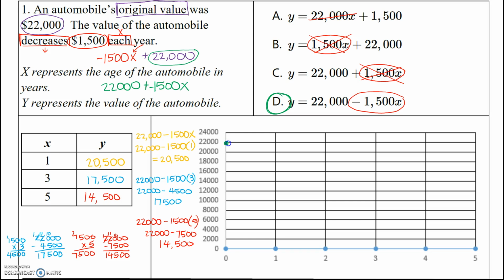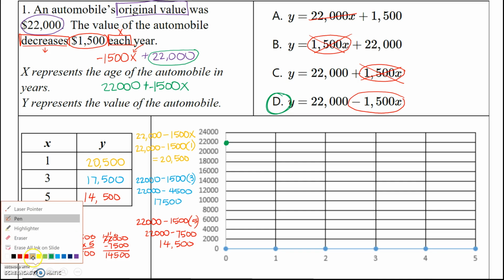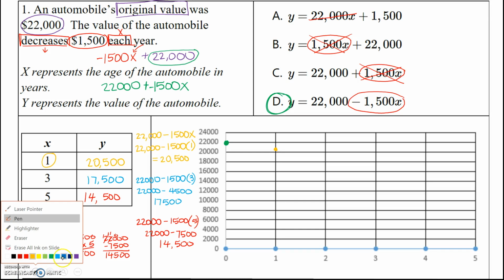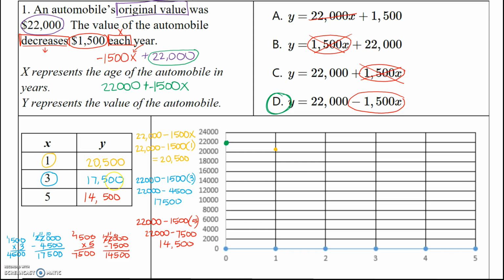Because the y-intercept is the value of y when x is 0. So that's 22,000. And then I'm going to go to my second point. So this point here, x is 1, y is 20,500. I'm going to estimate the best I can. And then my next point, x was 3, y was 17,500.